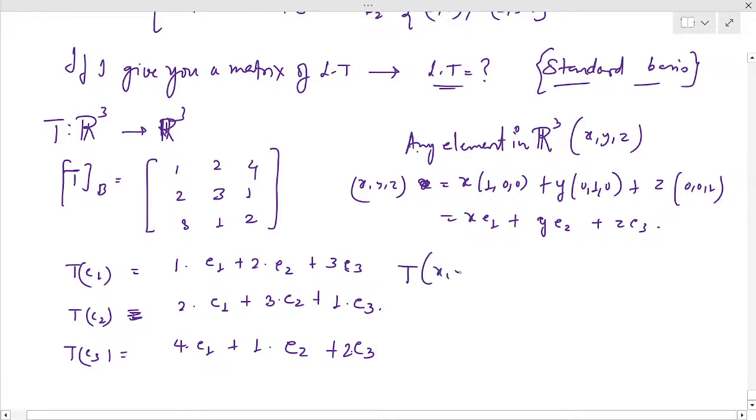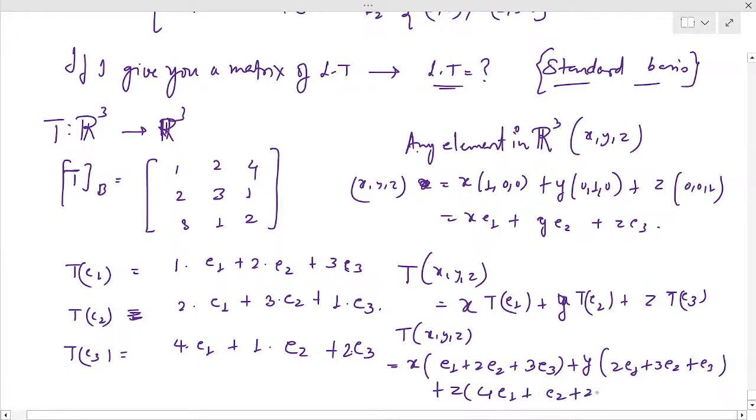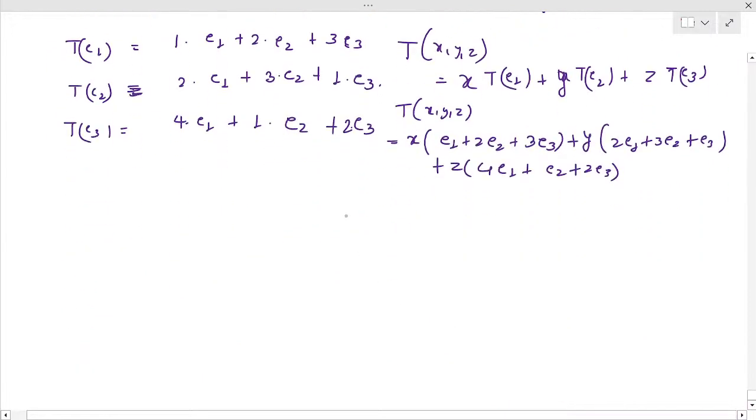So I'll get T of (x, y, z). Here I'll get x times T E1 plus y times T E2 plus z times T E3. Okay, and this gives you T of (x, y, z) is equal to x times, what is T E1? This is E1 plus 2E2 plus 3E3, plus y times (2E1 plus 3E2 plus E3), and then z times (4E1 plus E2 plus 2E3). Now this gives you a freedom here.